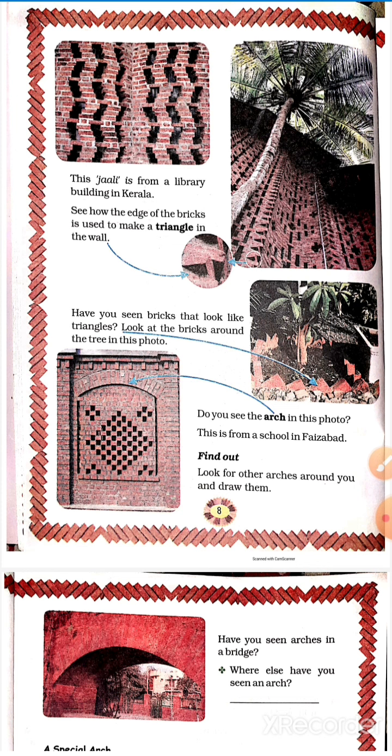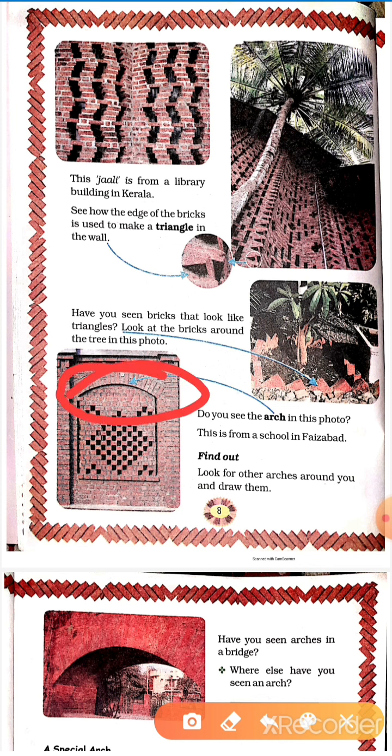Do you see the arc in this photo? You can see the arrow which is given in blue. This is arc. This is called arc. You can say it is a curved part above the wall or roof.